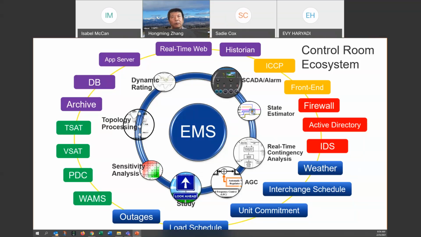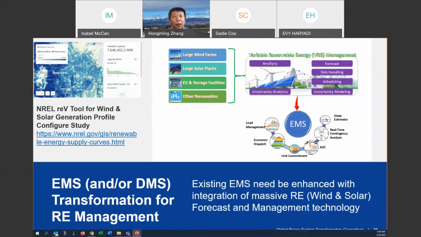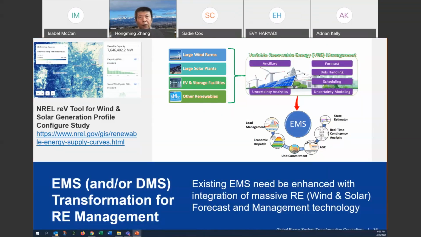Next one. And here you can see on the top, the industry is adding more variable renewable and management applications into the control room, including forecasts of the renewable, its availability, and also the schedule, and also trying to model uncertainty. That is a lot of good effort.